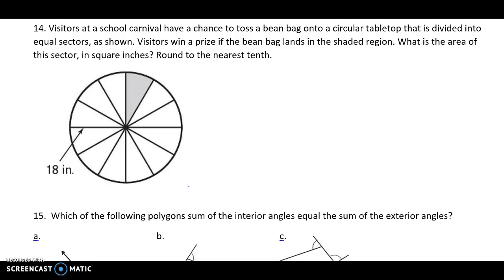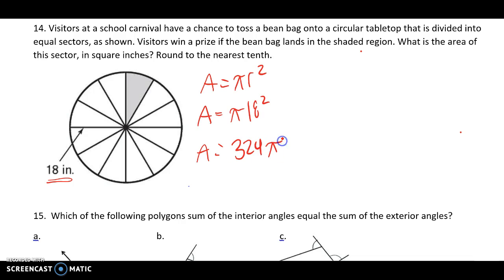There are two ways we can find this, and I'm going to show you both ways. The first thing we can do is find the area of the complete circle. So area equals pi r squared. 18 is our radius, so area equals pi times 18 squared, which is 324 pi.